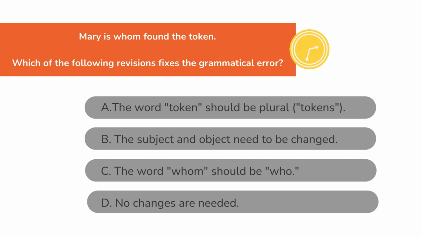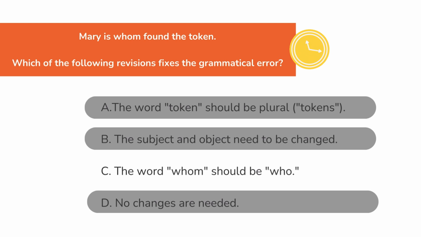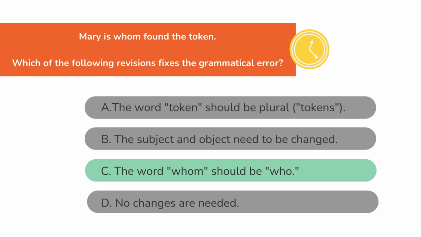The subject of the sentence is Mary. The object of the sentence is the token. Whom is used to refer to the object of a sentence. Who is used to refer to the subject of a sentence. So our correct answer is C. This whom refers to the subject of the sentence, so who should be used.